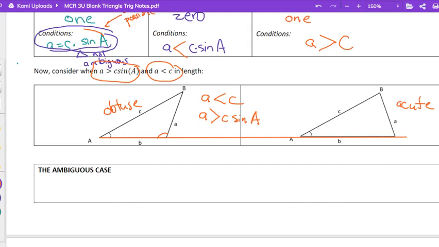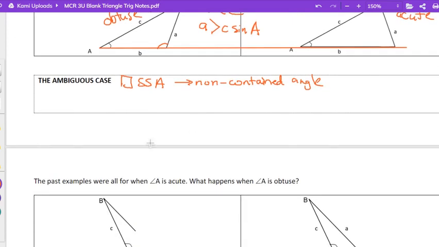Okay? So what are our conditions for the ambiguous case? First thing, we need the triangle to be SSA, meaning an angle is not contained. This means non-contained angle. So that's the first check mark. The second check mark is, A has to be less than C. Now remember, C is the side touching the angle.